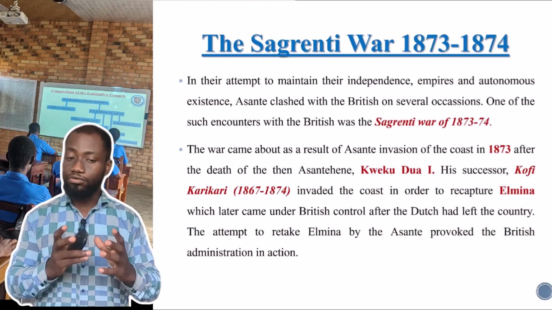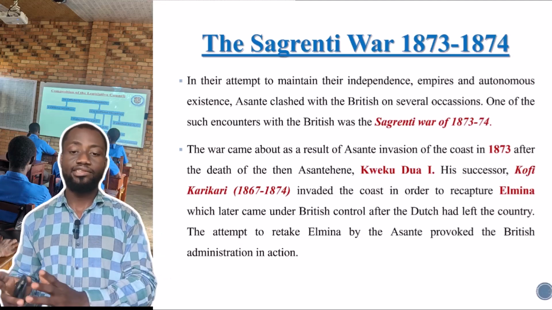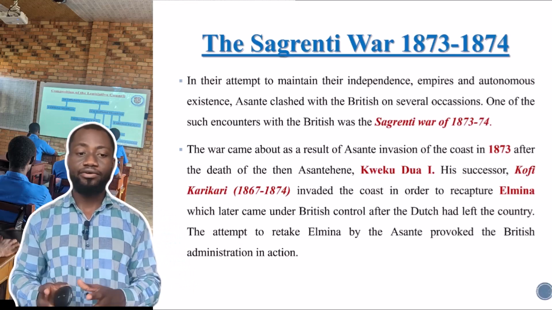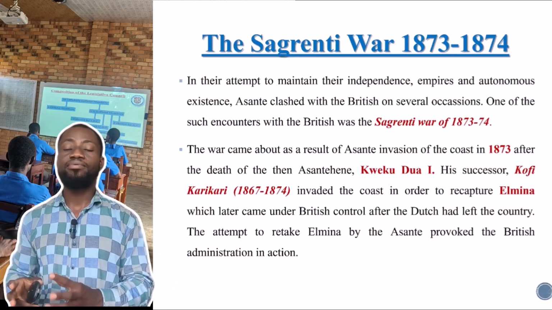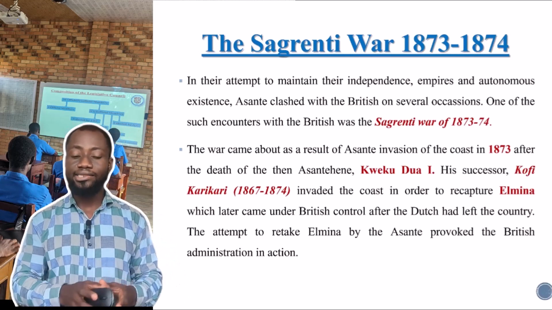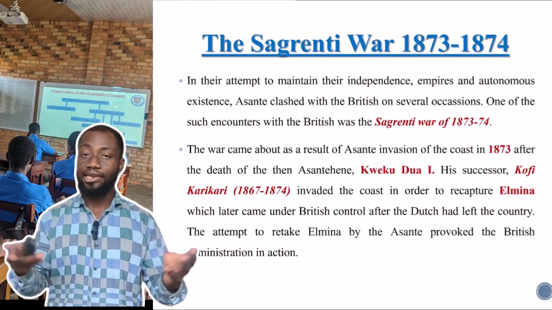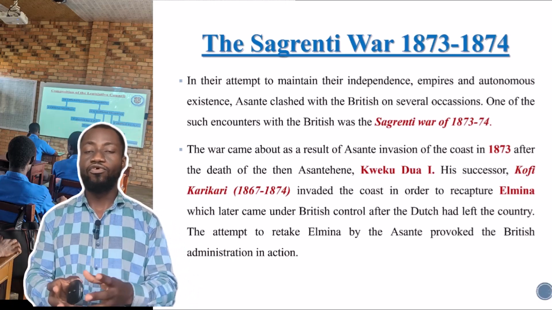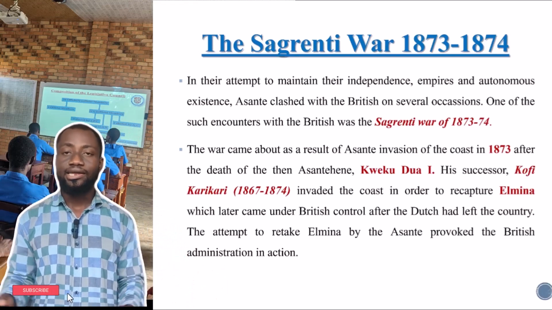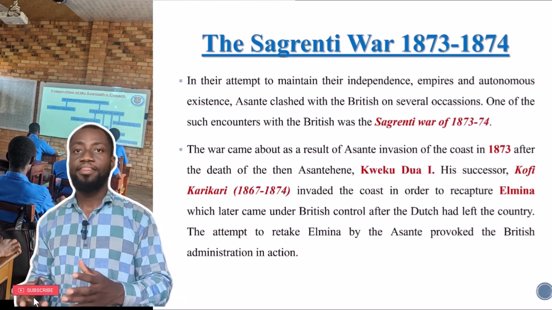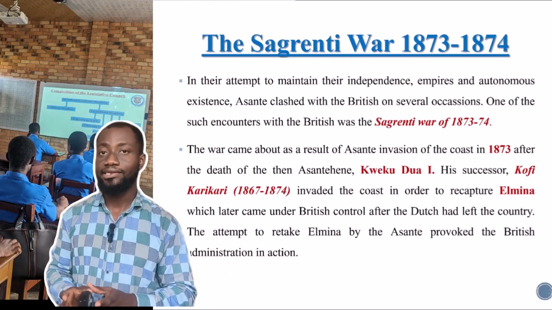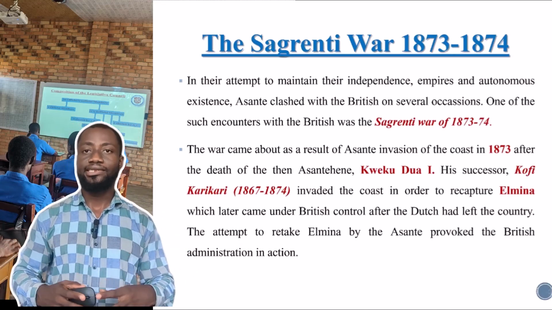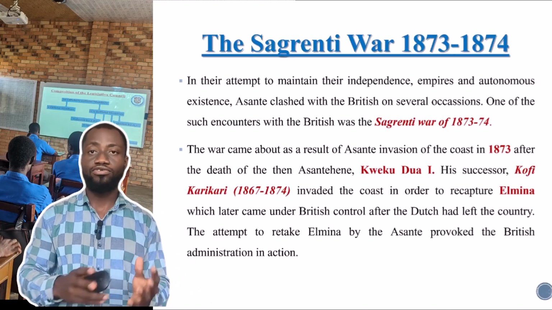Now, the war came about as a result of Asante invasion of the coast in 1873, after the death of the then Asantehene Kweku Dua I. His successor, Kofi Kakari, invaded the coast in order to recapture Elmina, which later came under the British control after the Dutch had left the country. And so the attempt to retake Elmina by the Asante provoked the British administration into action. So in 1873, Kofi Kakari, the Asantehene at that time, invaded the coast in order to retake Elmina, which then means that Elmina initially belonged to the Asante.